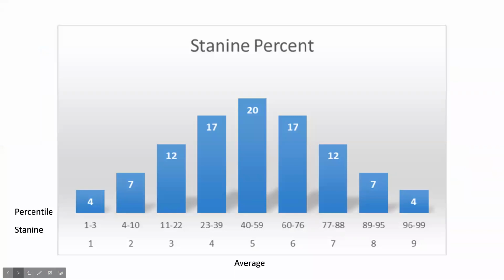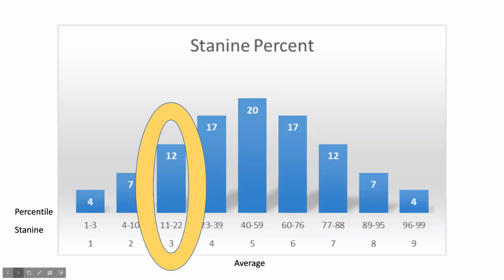This chart shows how Stanines are broken down into 9 parts. Each percentile rank is broken into a range and is divided into one of the 9 Stanine groups. The numbers on the bars, 4, 7, 12, 17, 20, etc., are the percentage of students whose score falls into each Stanine.